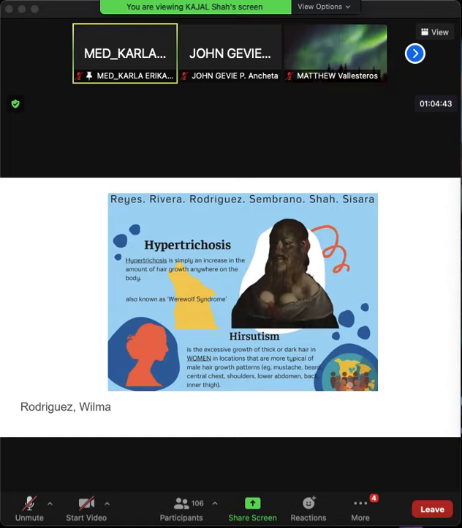We also define hirsutism as the excessive growth of thick or dark hair in women in locations that are more typical of male hair growth patterns such as mustache, beard, central chest, shoulders, lower abdomen, back, and inner thigh. Next, please.